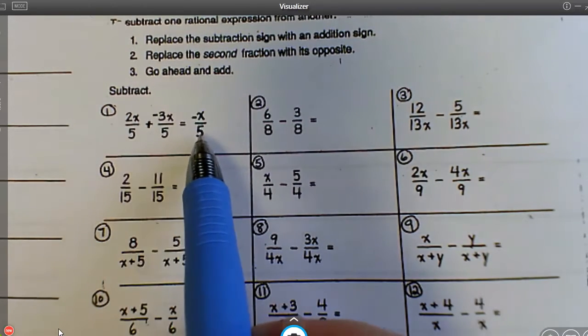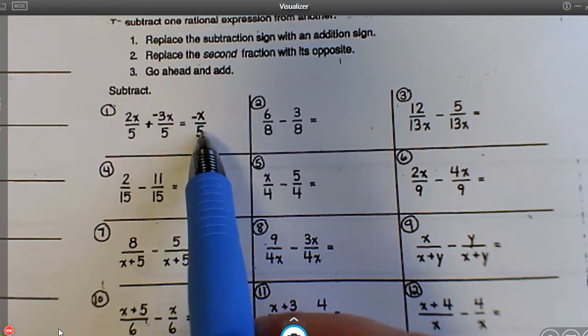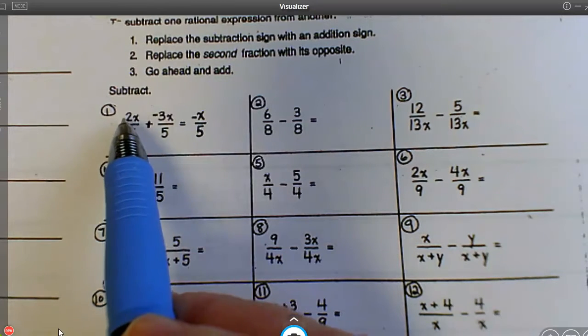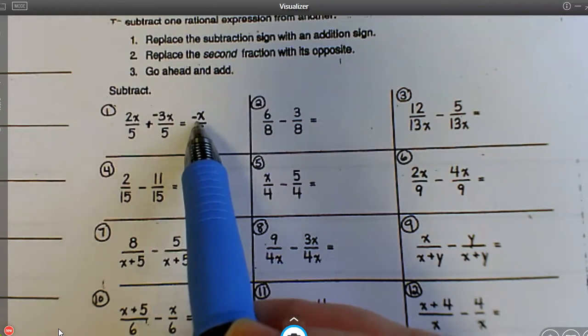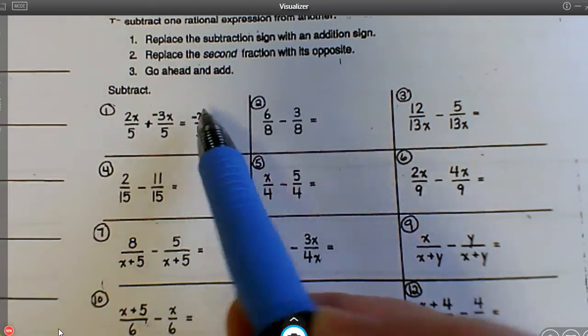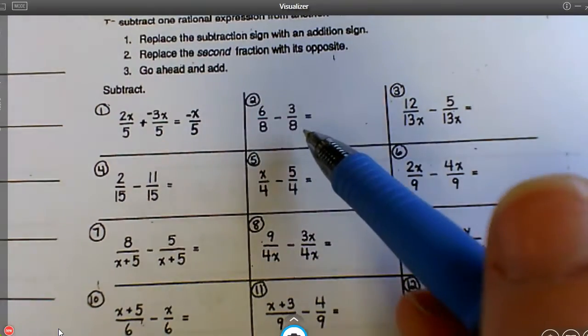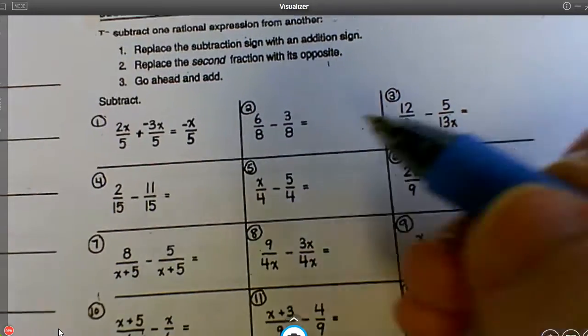The bottom is 5. So the 5 just carries over. You don't change the denominator. But then you just add 2x minus 3x and you get negative x. Okay? Let's do a few of these that just have numbers and then we'll go to the x's.